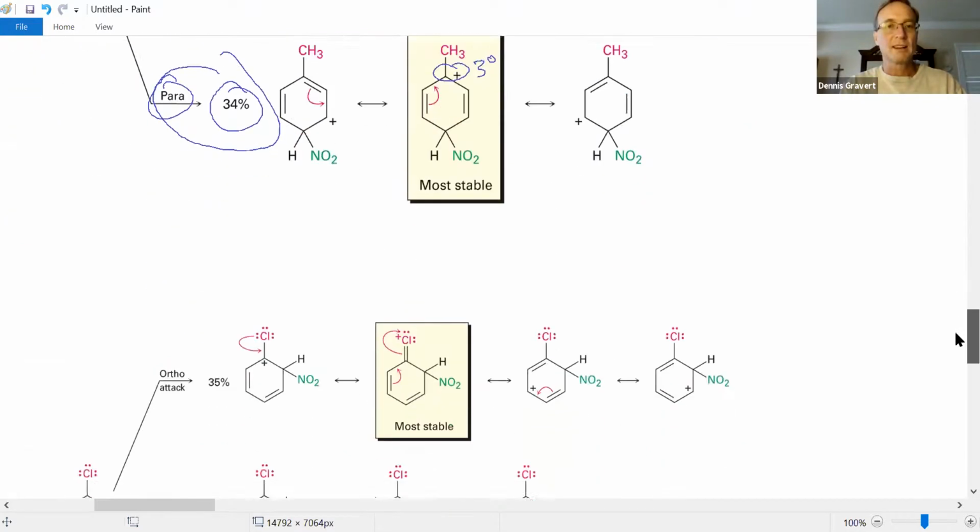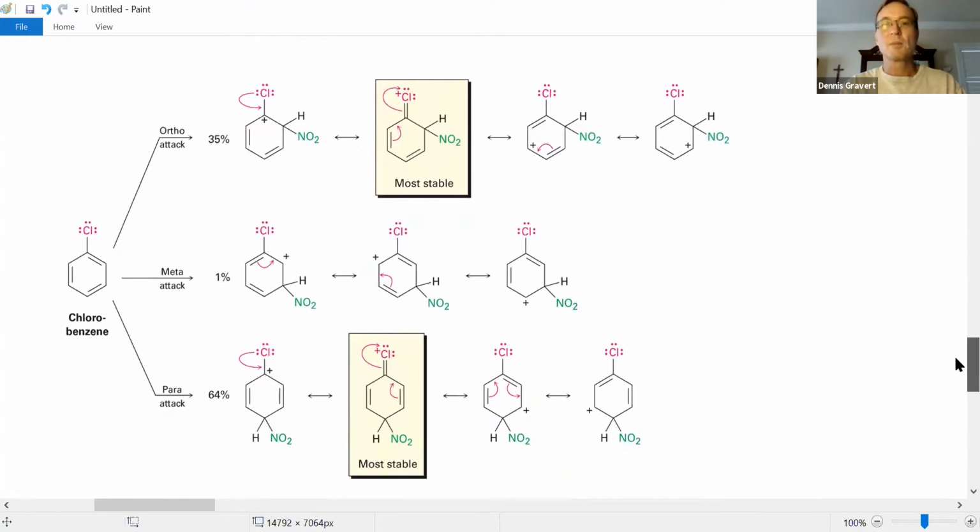What else we got here? We got chlorobenzene, no carbons, halides. So this is an ortho-para directing group, but it's weakly deactivating. Okay, so you get the same situation. Chlorine does have a lone pair. So just like phenol that we saw in our first example, when the plus charge arrives next door to the halide, a lone pair can pop down here.